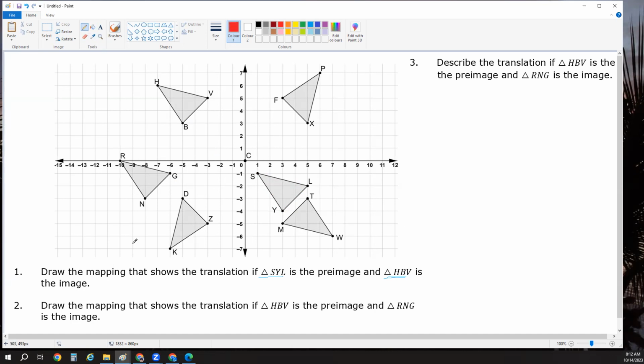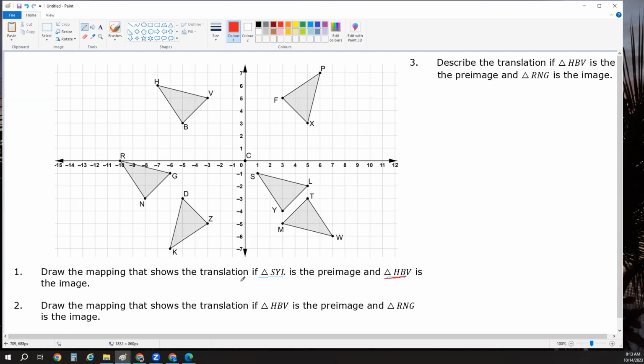Okay, so this one's actually pretty easy. Mapping is drawing lines that show from point to point how it was mapped. So first thing is identifying how the points are mapped together. The best way I can tell you to do this when they're in a sentence form like this is you say this is S, Y, L. So triangle HBV, make it red.